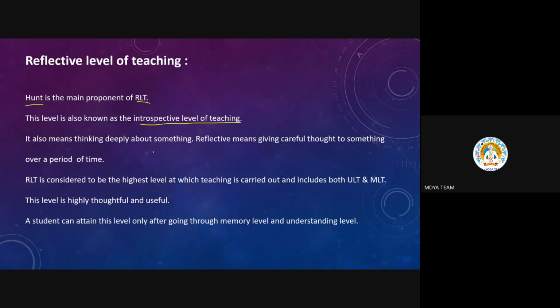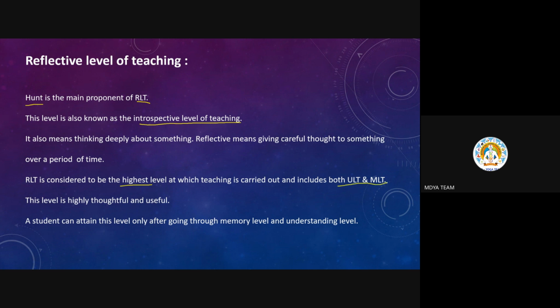Here the role of the teacher is very negligible. They just guide you, and not every time if you have any problem, you go to them and they will solve your problem. Maybe it is solved, maybe it is not solved, but they tell you something and you come back from there. So in reflective level, the learner is the teacher himself. He learns about the things on his own. Reflective means giving careful thought to something over a period of time. It is considered to be the highest level at which teaching is carried out.